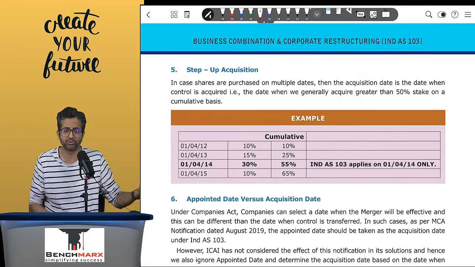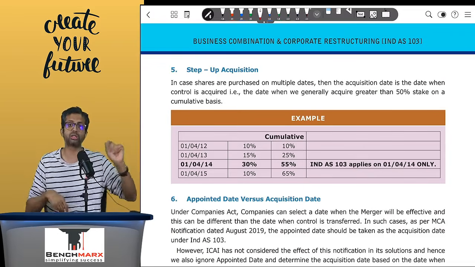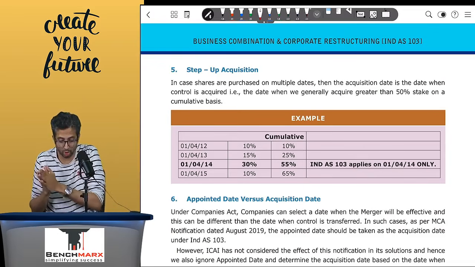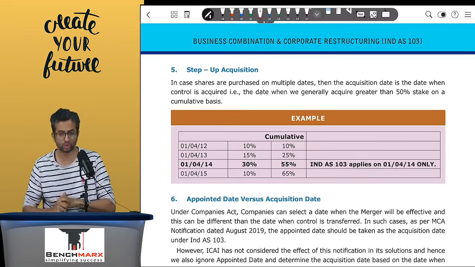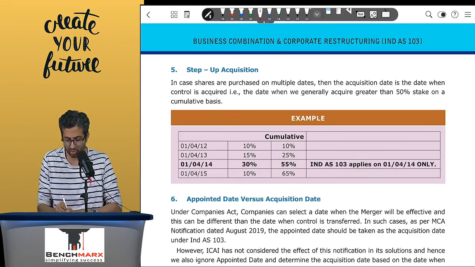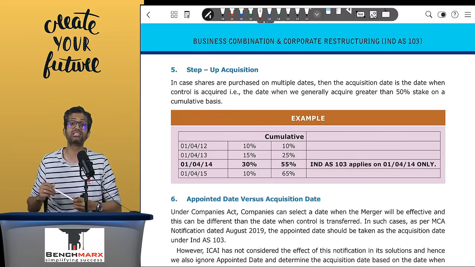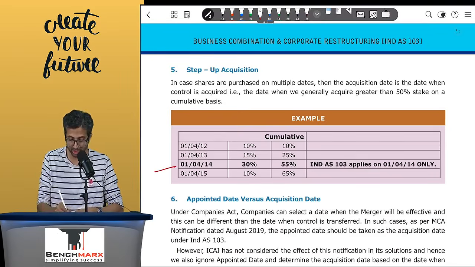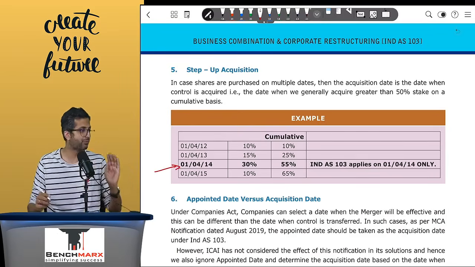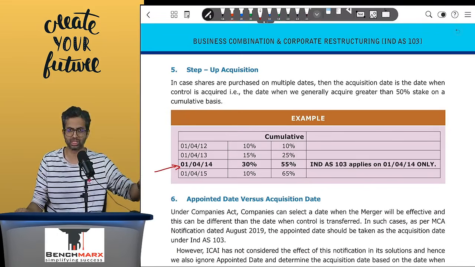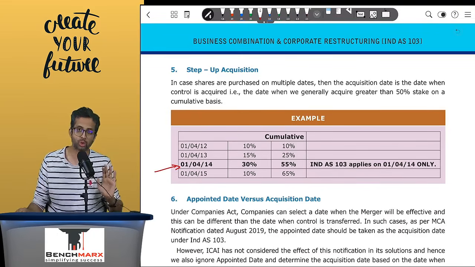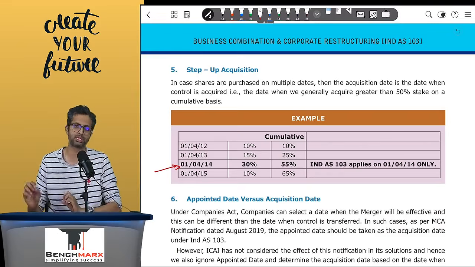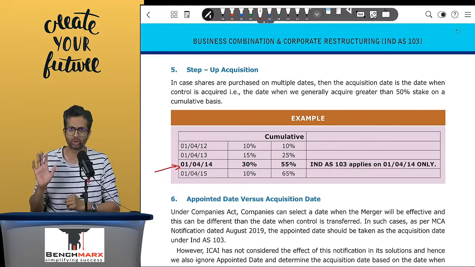No. You still have 25% stake. And then you acquire another 30% stake. That means you have a total of 25 plus 30, that is 55% stake on 1st April 2014, as you can see over here, in which particular case we will say that this is the date when control is obtained. This is a date. There may be 4 dates when shares are purchased, but business combination is not the date when shares are purchased. It is the date when control is obtained, and control is obtained, let us say, on 1st April 14, and that is the date when Ind AS 103 will apply.